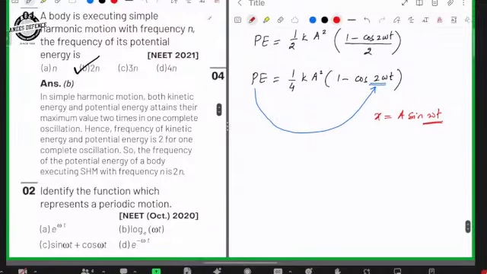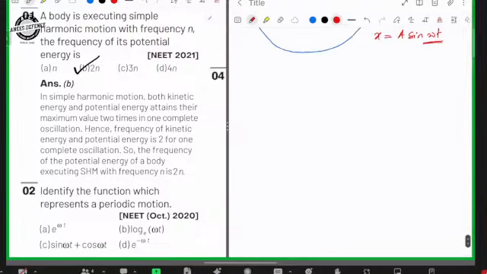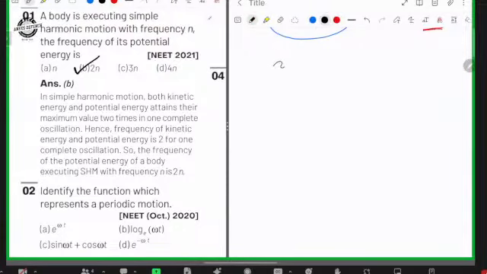Yes, sir. Now let us identify the function which represents periodic motion. What do you mean by periodic motion? Do you have mathematics as a subject? No. Okay. So the function is said to be periodic if it repeats itself after time T. The function is said to be periodic if it gives you the same value after time T.